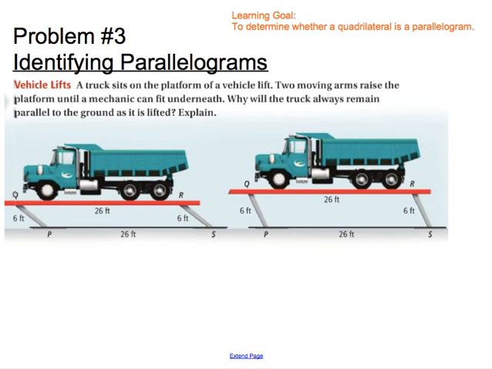Finally, we have a word problem. It says a truck sits on the platform of a vehicle lift. Two moving arms raise the platform until a mechanic can fit underneath. And we want to know, why will the truck always remain parallel to the ground as it is lifted? In this case, the primary reason why this remains a parallelogram is because no matter what happens, the opposite sides of this quadrilateral remain congruent.